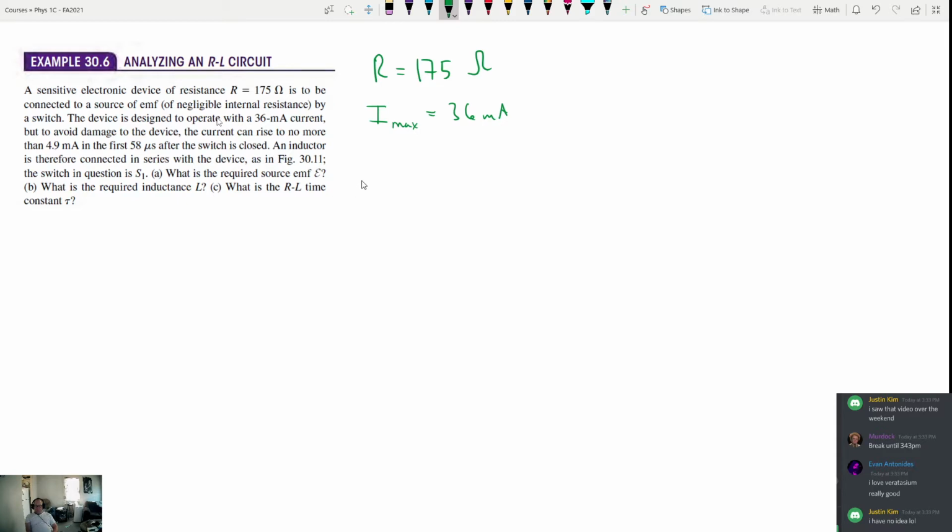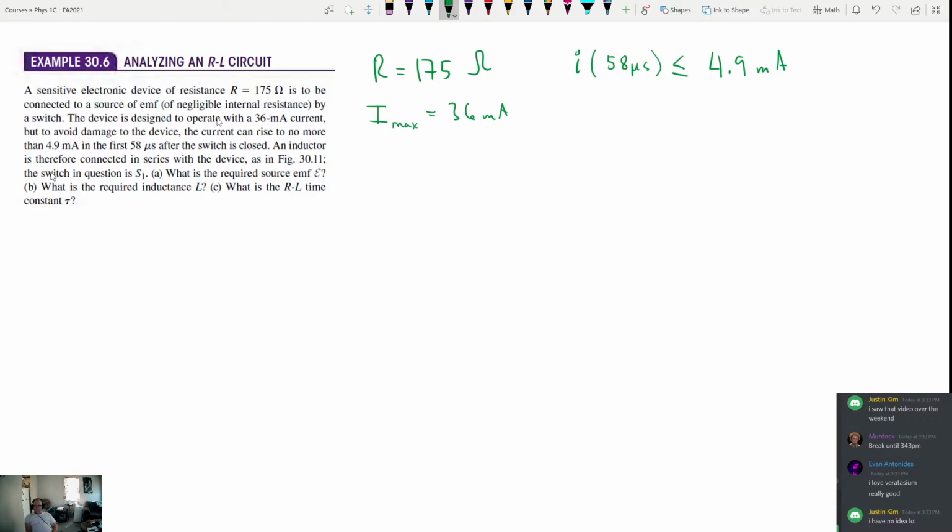So we don't want the current to get higher than 4.9 milliamps in the first 58 microseconds after the switch is closed. Okay, so I'll just write those over here. Let's write it like this: I at 58 microseconds needs to be less than, it says no more, so less than or equal to, doesn't really matter for this problem, 4.9 milliamps.